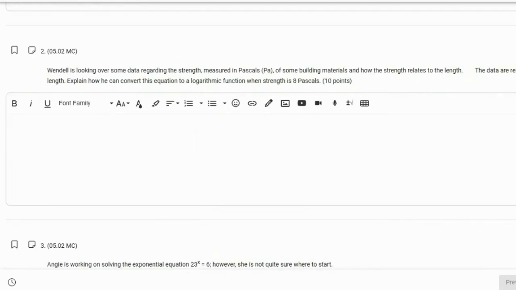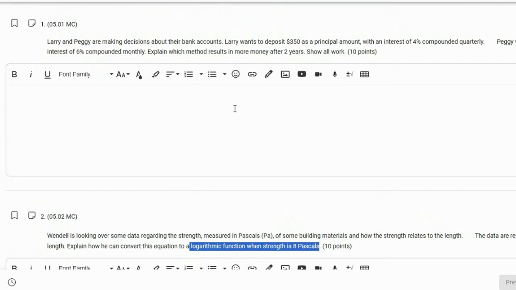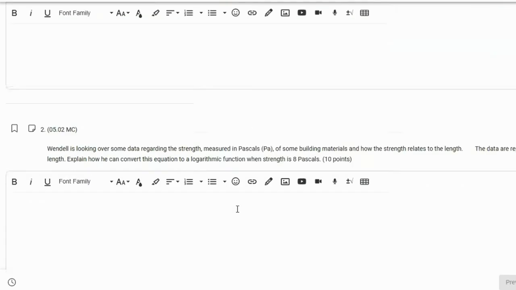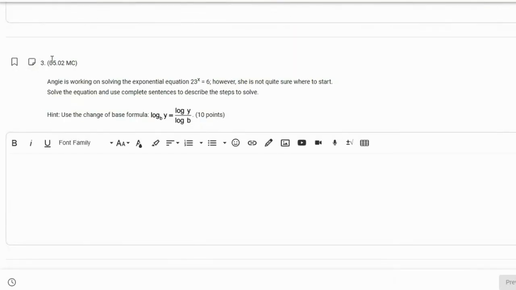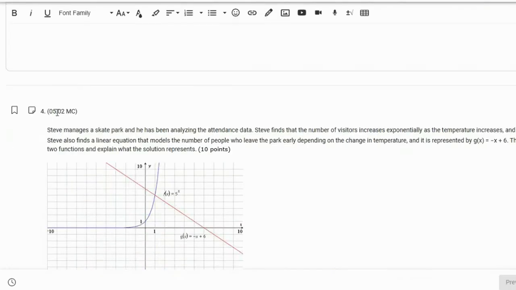Let's see. It gives you the equation f of x equals 2 to the x, where x is the length. How can he convert this to a log function whose strength is 8 pascals? Some of these are from lesson 2, so this is from the log lesson. This is lesson 1, the exponential. This is lesson 2. So it tells you which lesson had this stuff.